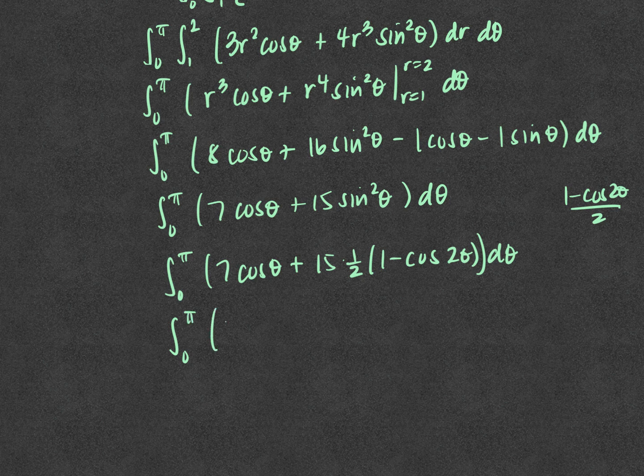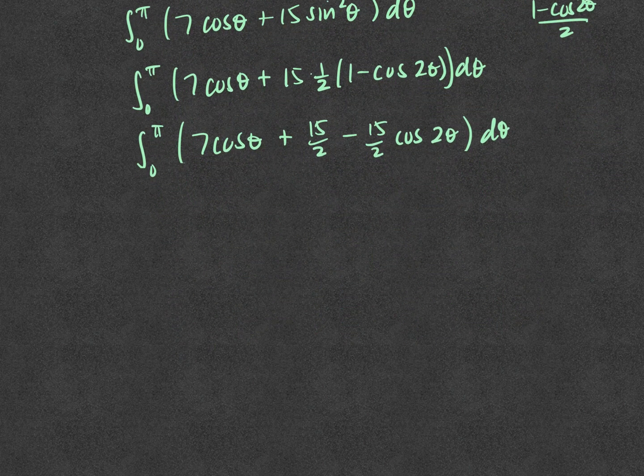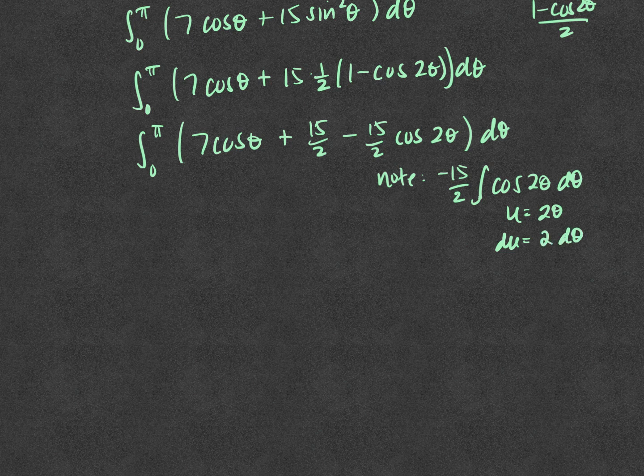So we have 0 to pi, 7 cosine theta, plus 15 over 2, minus 15 over 2 cosine 2 theta, d theta. I'm going to make a little note here and do the integration of cosine of 2 theta. So minus 15 over 2, the integration of cosine of 2 theta, d theta. At this point, some of you do use sub in your head for this, but every time I do, I mess it up. So I'm going to let u be 2 theta, du be 2 d theta. D theta is 1/2 du.